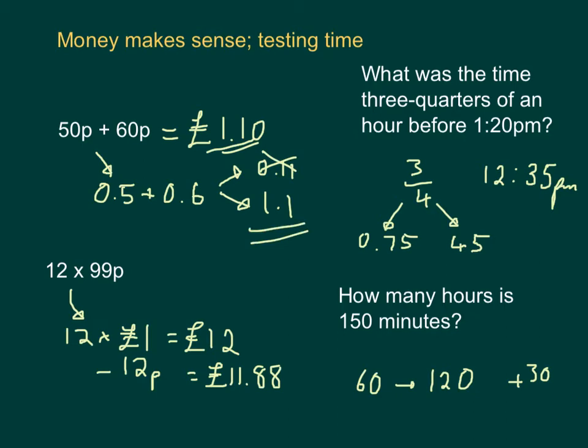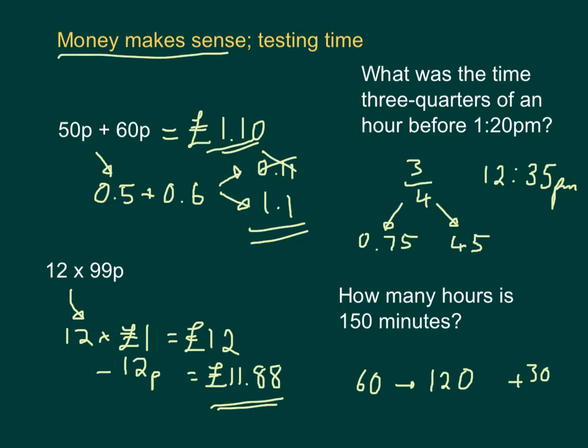Similarly, if I said to you what's 12 times 0.99, I imagine a lot of you would go into a bit of a blind panic. But if I said, well, what's 12 times 99p, you'd probably think, well, 12 times a pound is £12, and then I'll have 12p too much, so I just need to subtract that to give me £11.88. Money makes sense. We're used to dealing with it.